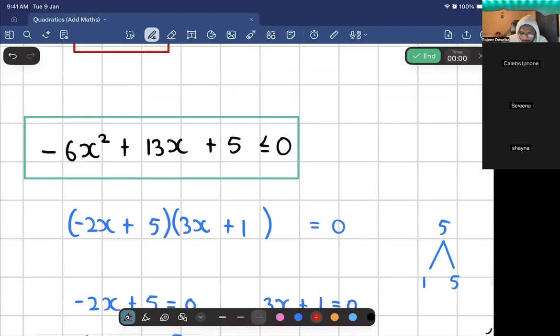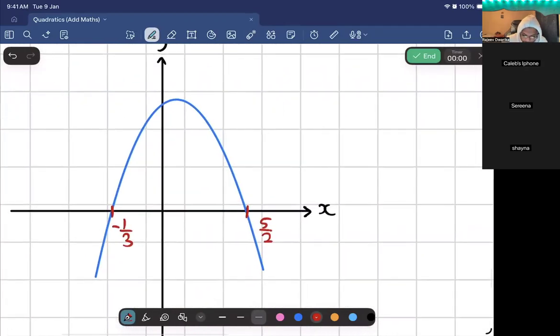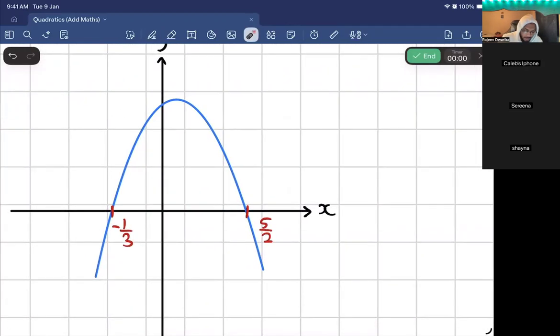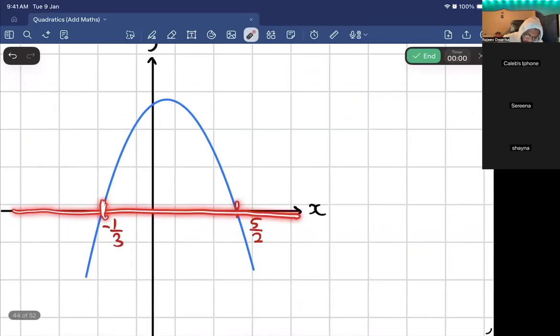Less than or equal to 0. Right, less than or equal to 0. So, Serena, this is the process to take. This is the x-axis. If you take a value over here, the x values there will be in between what? Negative 2 and 5/2.